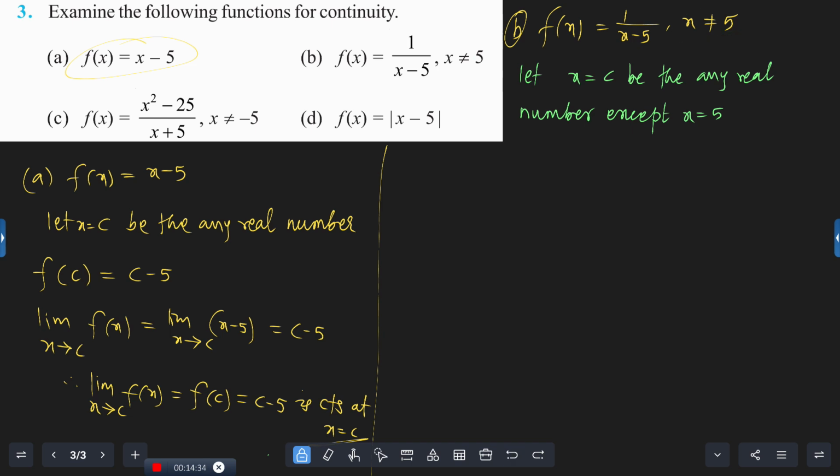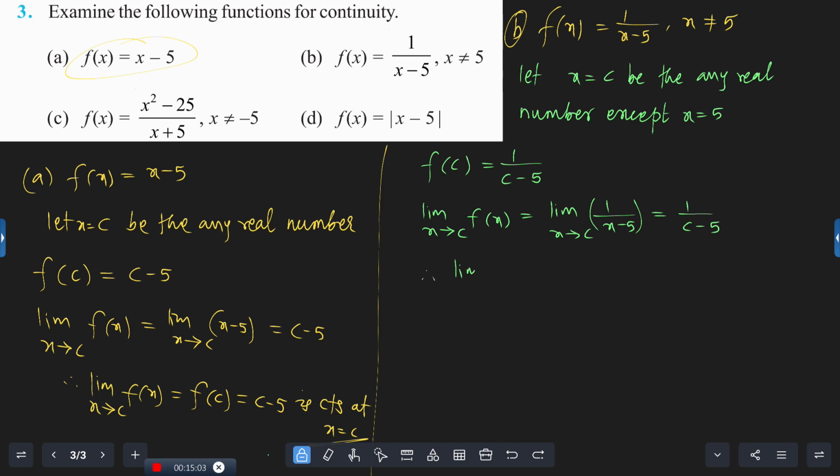Now let me go to the normal thing. So f of c, the function value, is 1 divided by c minus 5. That's it, function value is over. And the limit x tends to c of f of x is equal to limit x tends to c of 1 divided by x minus 5. When I apply c, you will get 1 divided by c minus 5. See, now both are the same.